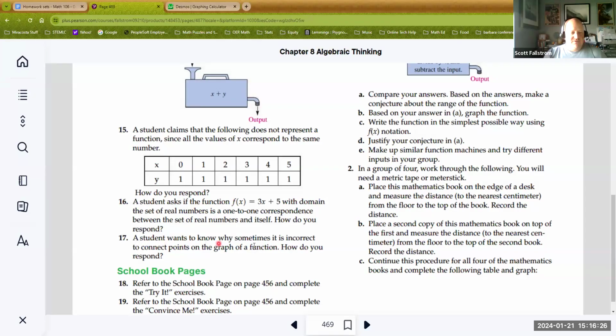And let's see here, a student wants to know why sometimes it's incorrect to connect points on the graph of a function. If you watch the video from 8.3, you might have seen that, where I actually talk about why sometimes we connect the dots and sometimes we do not. Okay, think about what your domain is. Your graph should relate back to your domain.